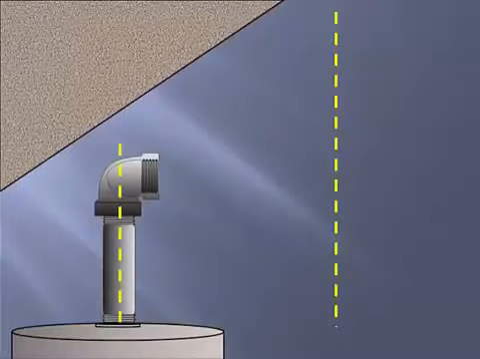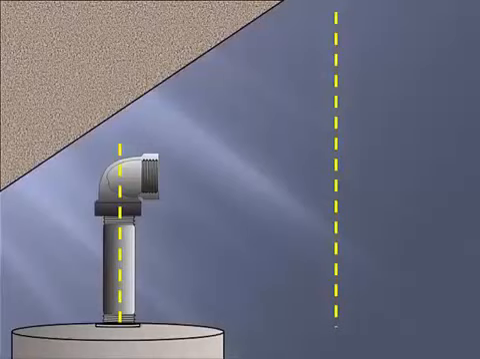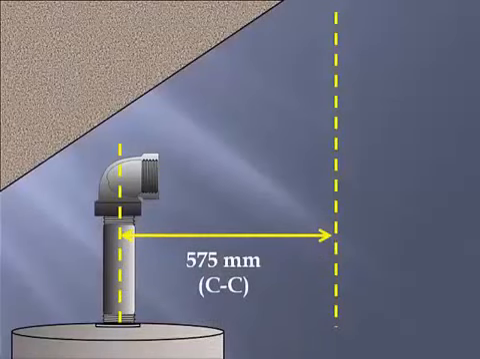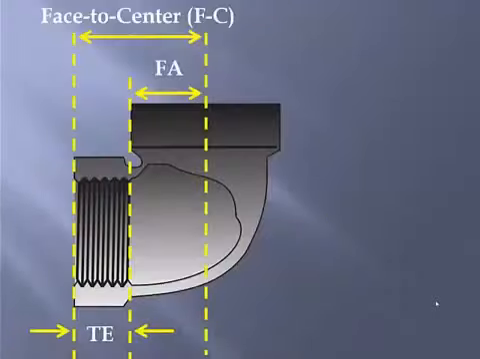First, we're going to establish two vertical lines to take a center-to-center measurement from the first piece of pipe with its fitting to the location of the next fitting. So we take that measurement and we find that the center-to-center measurement required would be 575 millimeters.